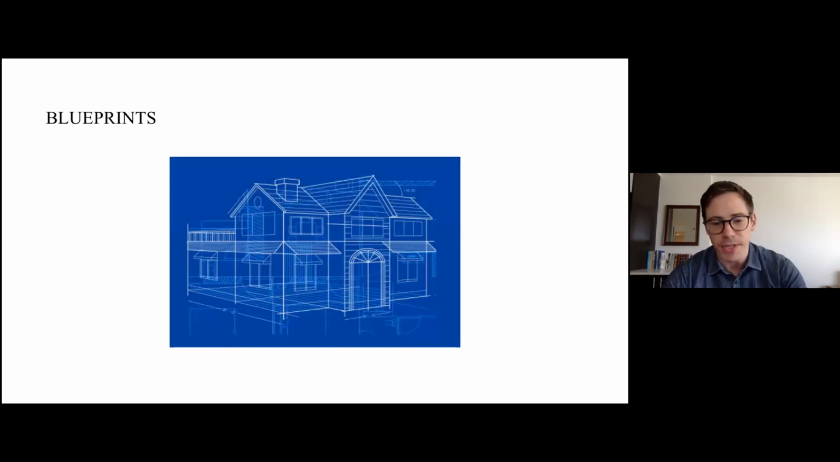Blueprints of a house, for example, show the different rooms, show the internal structure. And that's kind of what we're trying to do with cognitive modeling and cognitive architectures: to create a working blueprint of how the mind and the information processing works.